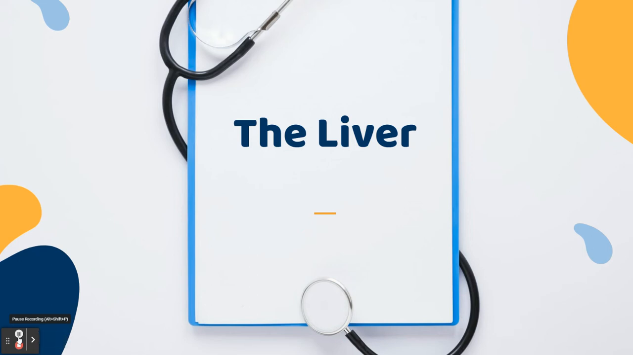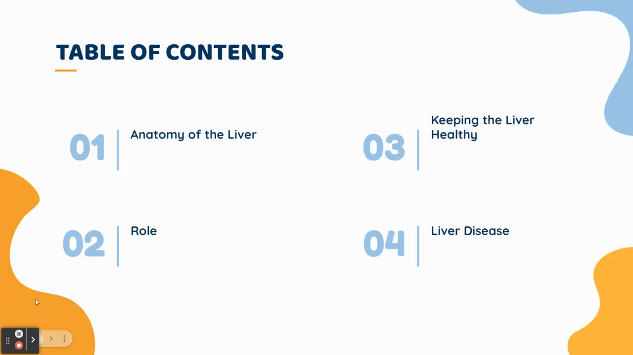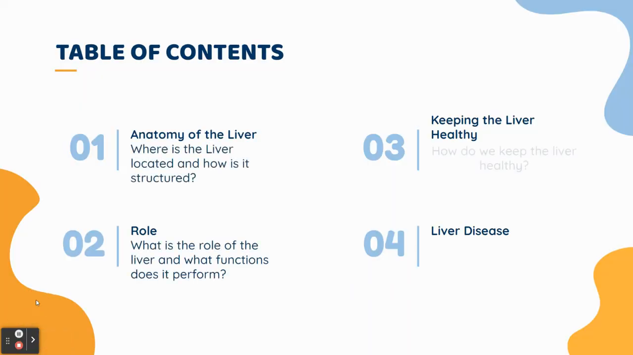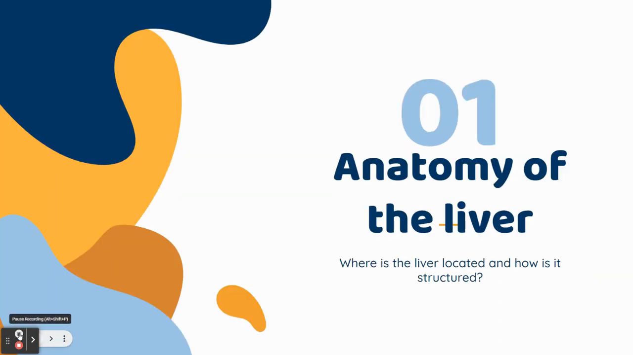This week the topic that is being covered is the liver. In this video we will be discussing the anatomy of the liver, the role and function of the liver, how to keep the liver healthy, and different types of liver diseases. The first topic is about where the liver is located and how it is structured, so let's get right on to it.